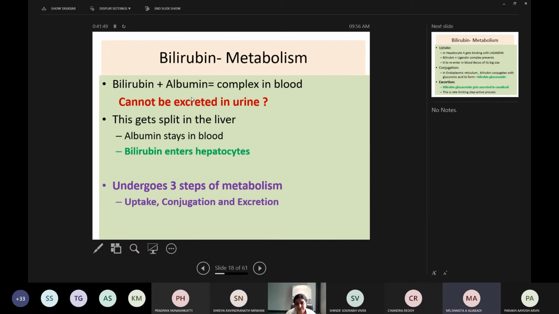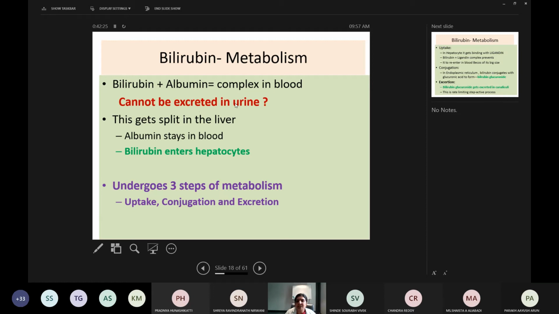Insoluble in water? No, insoluble in water, but in GFR there is no question of lipophilic or hydrophilic, right? Now if you remember, it is the size. GFR depends on the size of the molecules also. Here albumin is of bigger size, and when bilirubin binds and forms a complex, this bigger complex cannot be filtered into the nephron. That's why bilirubin is never found in the urine of a normal person.